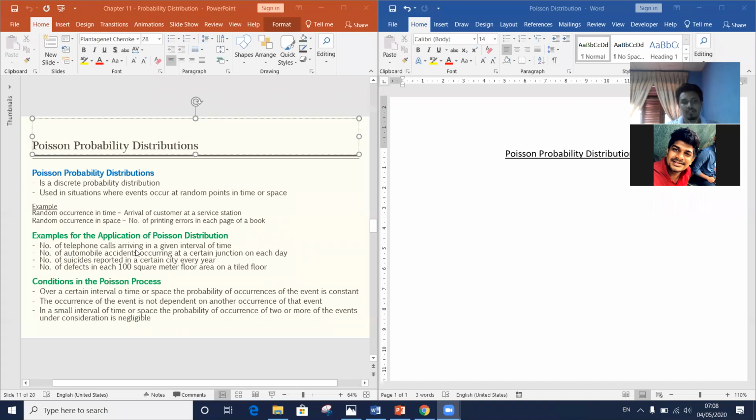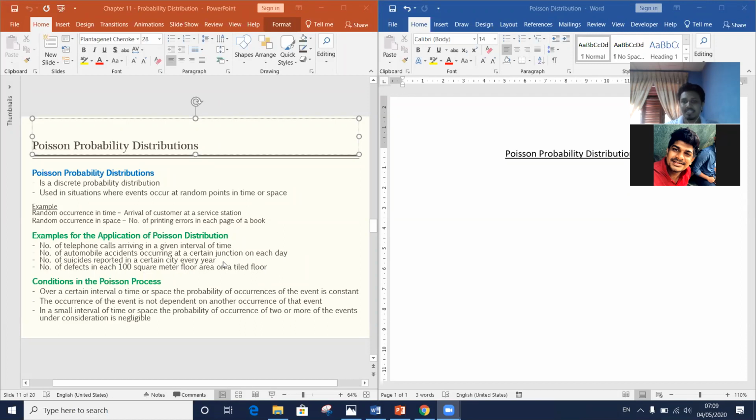Number of telephone calls arriving in a given interval of time, right? Say on average 4 calls come within an hour. Then I want to know the probability of 8 calls coming within an hour. If 4 calls come on average within an hour, what is the probability of 10 calls coming? In those situations, right? Number of automobile accidents occurring at a certain junction on each day, right? Number of suicides reported in a certain city every year, right? Number of defects in each 100 square meter floor area on a tiled floor, right?